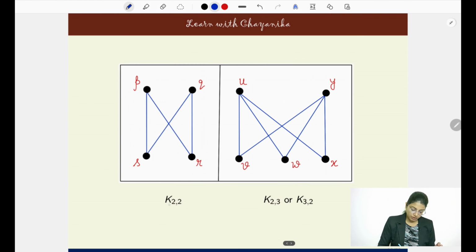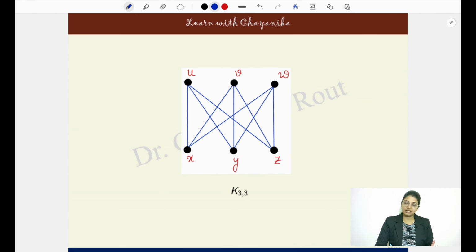Next few we have drawn here. K22, so you have 2 vertices in each partite set and we draw all possible adjacencies between the vertices of either partite set. Then K23 or K32, so 2 vertices in one partite set and 3 vertices in the other. Order doesn't matter, you could have drawn 3 vertices above, 2 vertices below, same thing. And then you draw all possible adjacencies. Make every vertex of one partite set adjacent to all the vertices of the other. Do this for every vertex of one partite set and you are done. Here we have K33, that is 3 vertices in each partite set.